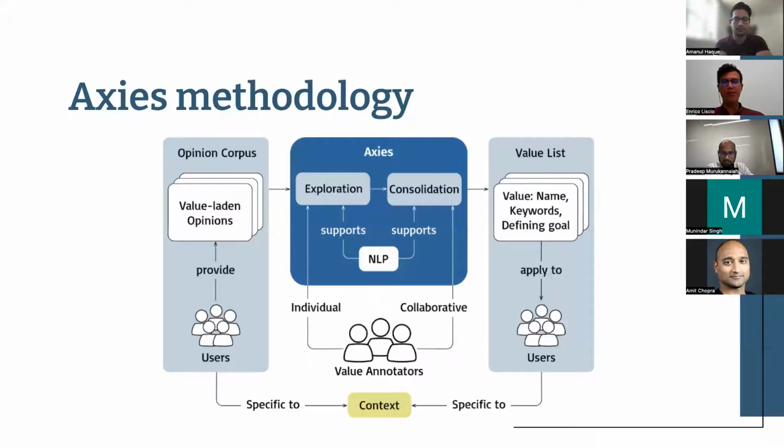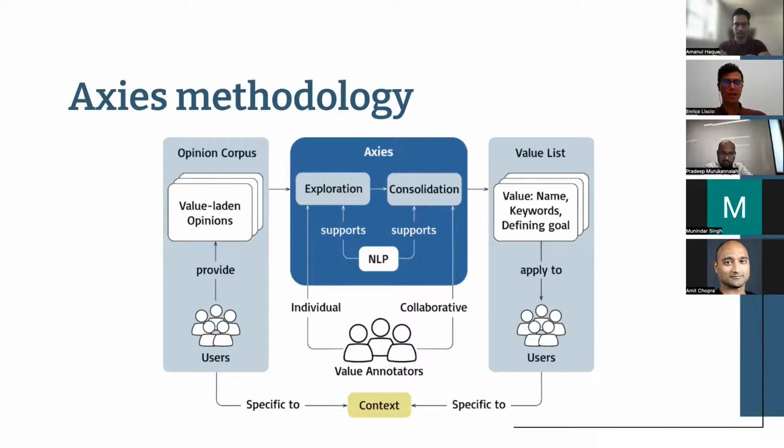So how does Axies work? Looks complicated, it's not. On the left, we have the input for Axies. We have a discussion, a societal discussion. So an opinion corpus composed of value-laden opinions. Think about answers to a survey about vaccination, or tweets with a certain hashtag about face masks. And on the right, we have a value list. So we want to identify a list of values that are relevant to this discussion. In the middle, we have Axies, a methodology to be performed by value annotators, a small set of people, and it is divided in two parts, exploration and consolidation. I'll get to that in a moment, both supported by natural language processing.